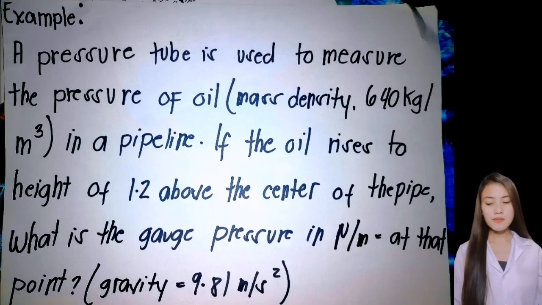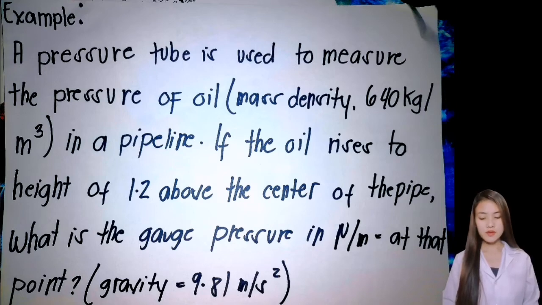For the first example, a pressure tube is used to measure the pressure of oil with mass density of 640 kg per cubic meter in a pipeline. If the oil rises to a height of 1.2 above the center of the pipe, what is the gauge pressure at that point? With a gravity of 9.81 meter per square second.